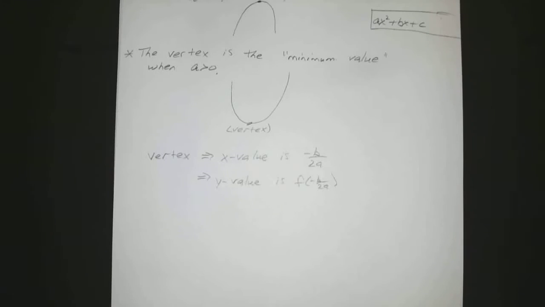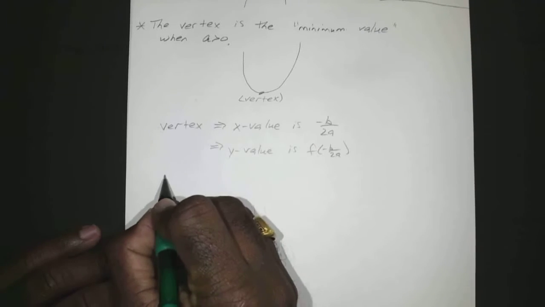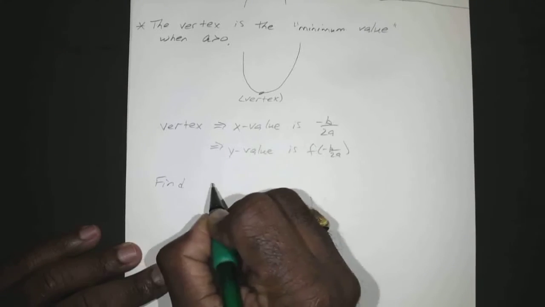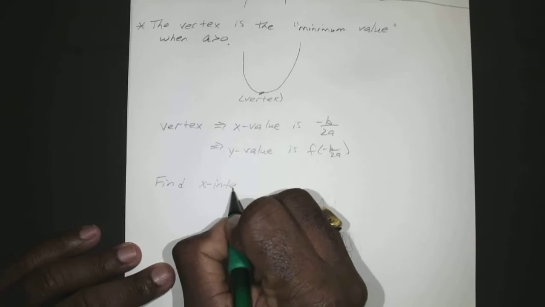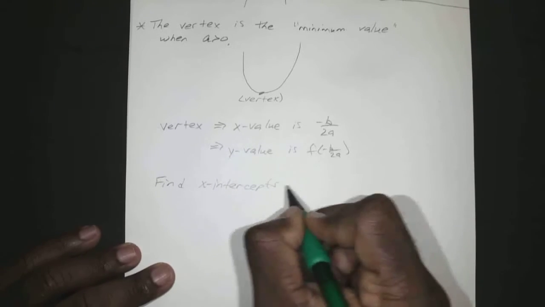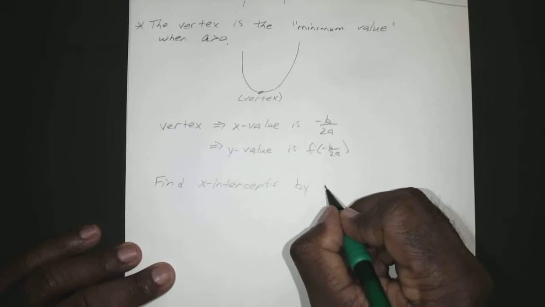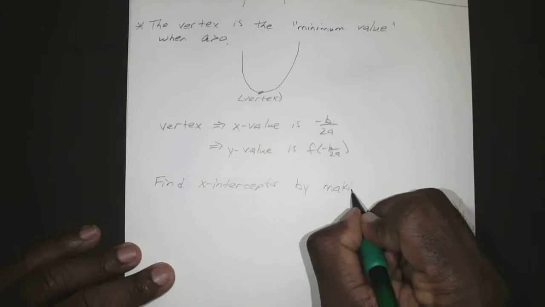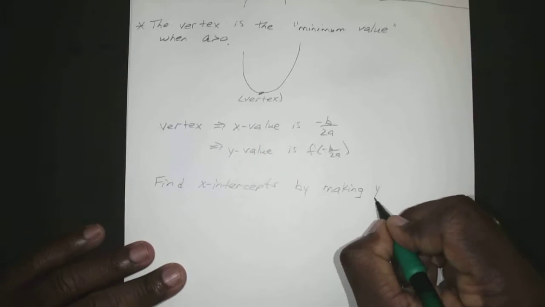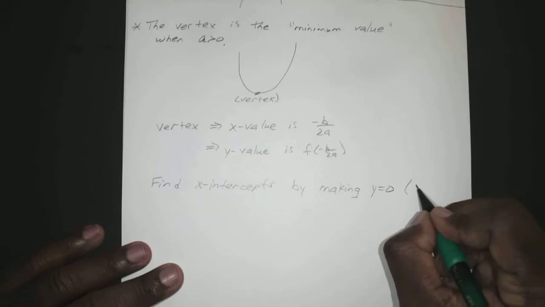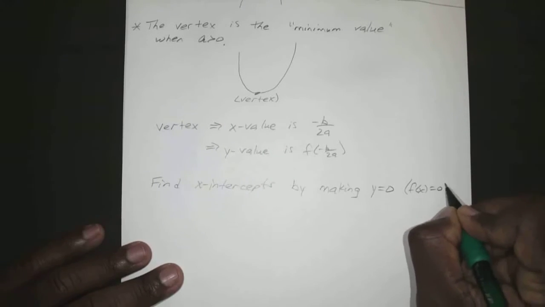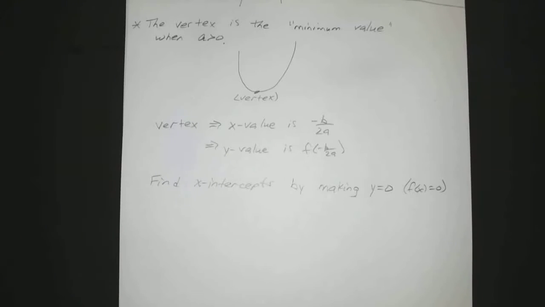Okay. So just like before, you find the x-intercept by making your y equal 0, or in this case, f of x equals 0. And you're going to find your y-intercept by making your x equal 0.